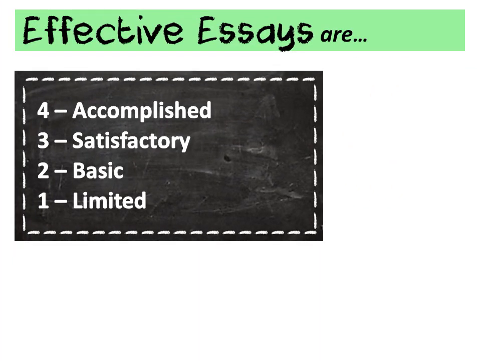STAR and end-of-course exam essays receive a score of a 1, 2, 3, or a 4. Effective essays are scored with 3s and 4s. A 3 is a satisfactory essay. That means you've done everything right and you clearly understand what it means to write a persuasive essay, how to organize it, and how to support your argument with clear evidence.